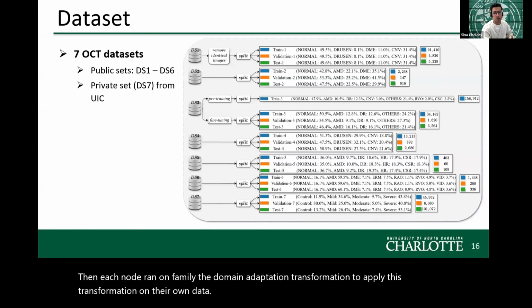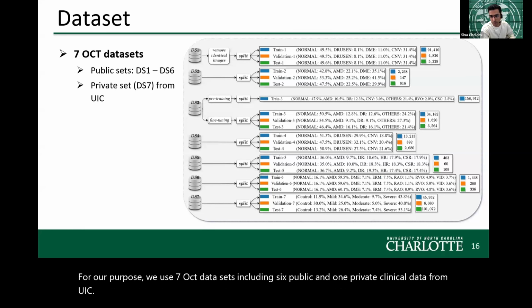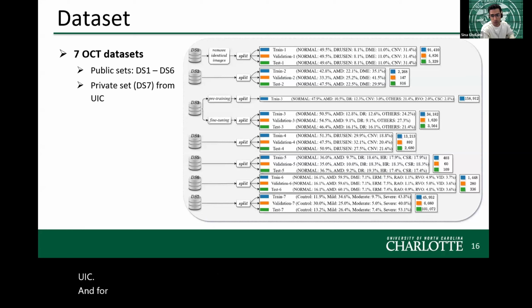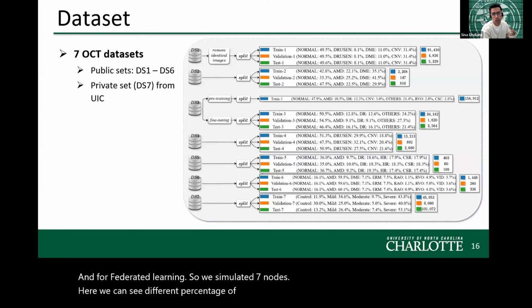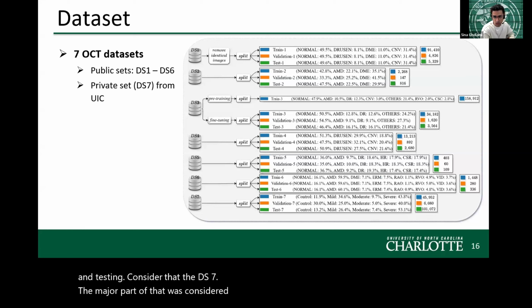For our purpose, we use 7 OCT data sets, including 6 public and 1 private clinical data set from UIC. And for federated learning, we simulated 7 nodes. Here we can see the different percentage of data allocated to each phase for training, validation, and testing. Consider that for DS7, the major part was used only for evaluation.